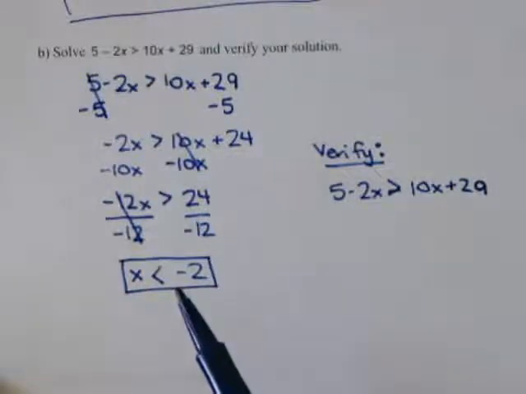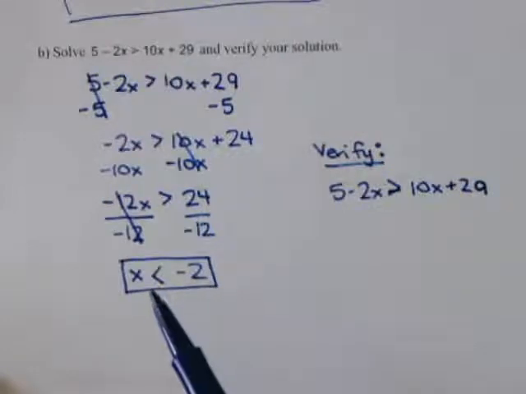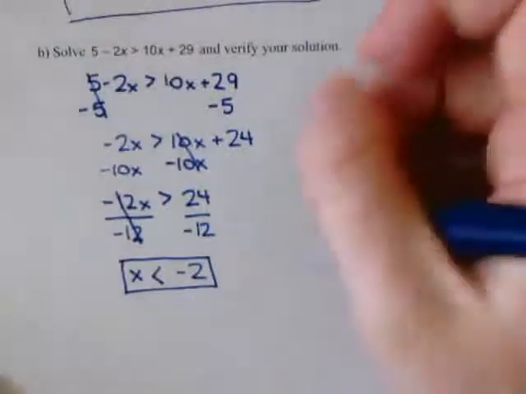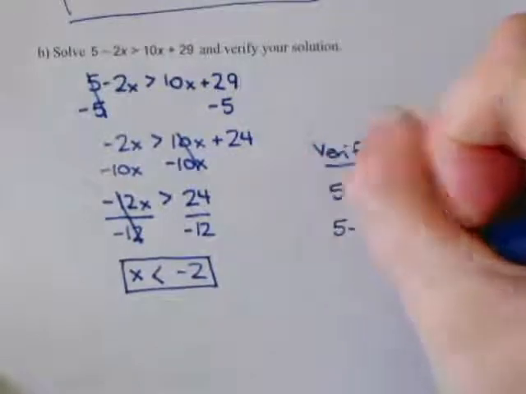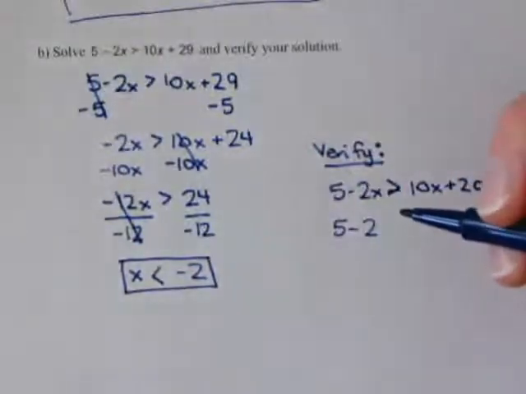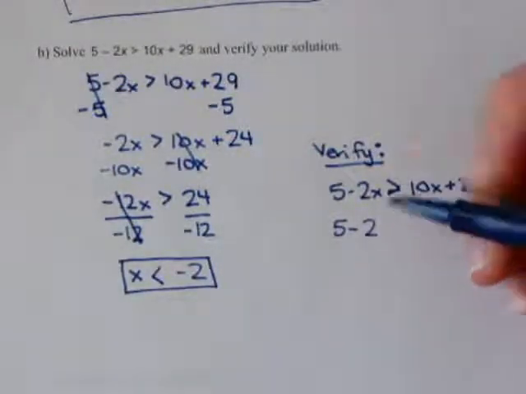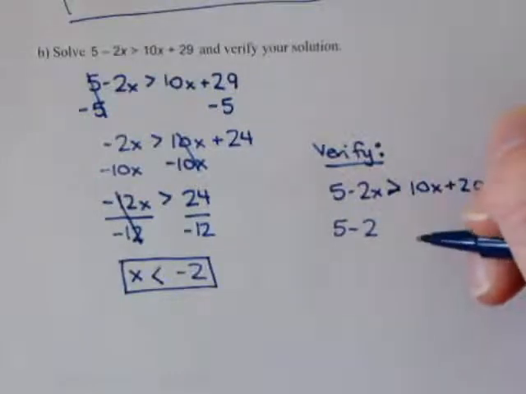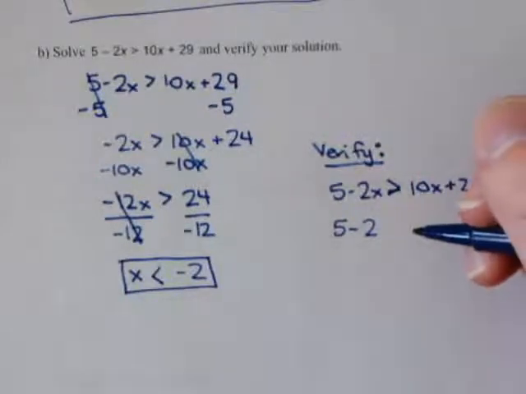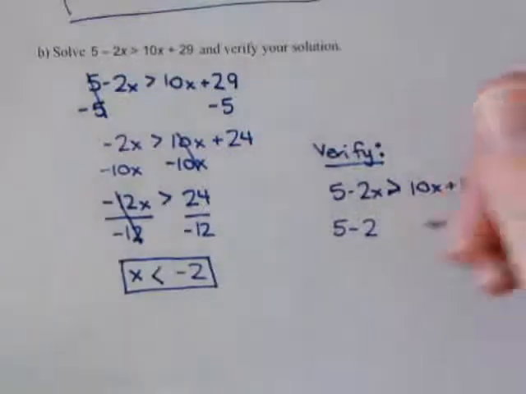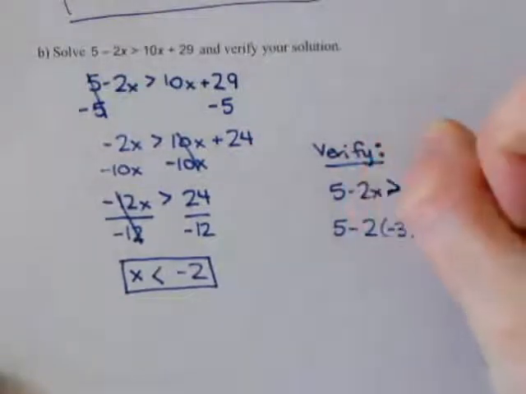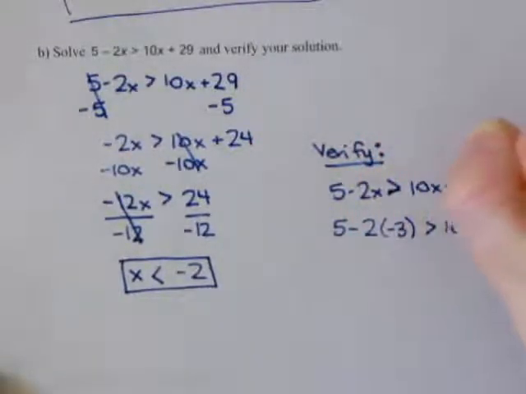So how do we verify? Pick a number that is less than negative 2. So for example, let's pick negative 3. So 5 minus 2, and instead of writing x, we're actually going to substitute it with the value negative 3 because that's the one we picked. If you pick negative 10, then you substitute with negative 10. It really doesn't matter. So negative 3 is greater than 10 times negative 3 plus 29.